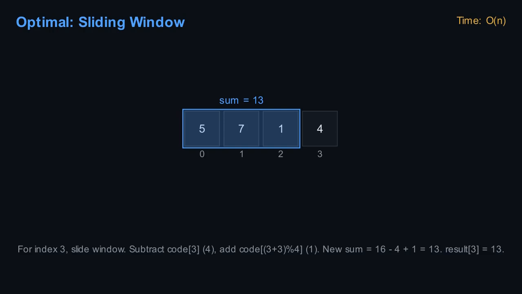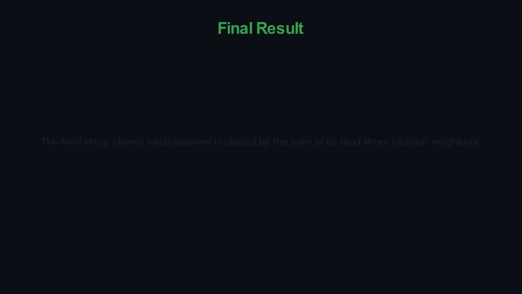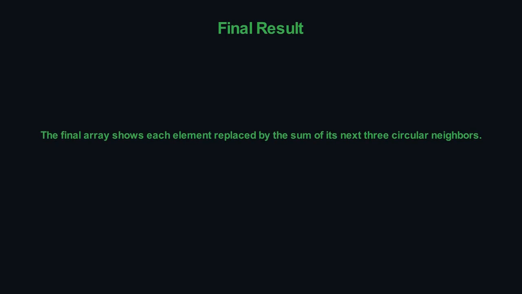We continue this process, updating the sum for each subsequent position by removing the element at the window's start and adding the element at its end, always respecting circularity. After applying the sliding window technique, our final result array is 12, 10, 16, 13. Each element correctly represents the sum of its next 3 circular neighbors, demonstrating the efficiency of our approach.